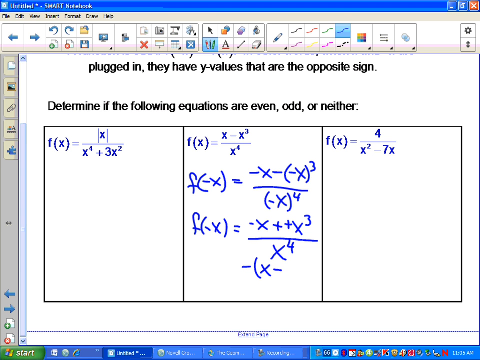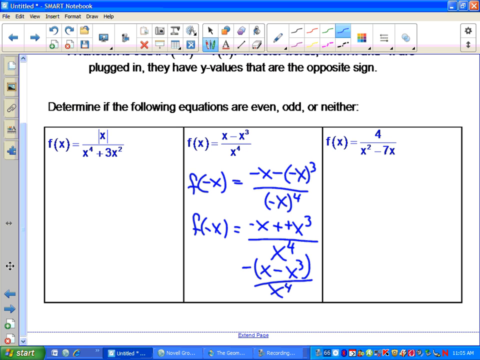X minus x cubed, do you agree? Is that what that is? So we got to be careful. So we factored out a negative, and it's the complete opposite, isn't it? It was a positive, and now it's a negative. Do you see it? If it were negative on the bottom, what would happen? A negative and the negative would turn back to a positive, and this would be even. If this were still negative on the bottom, this negative and this negative would cancel each other out, and it would switch back to positive.